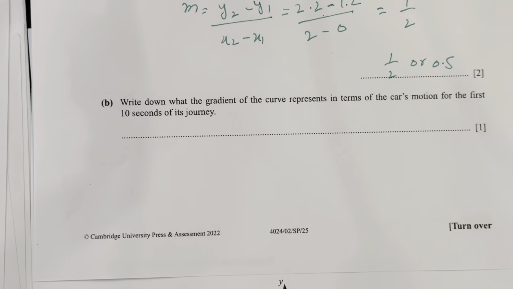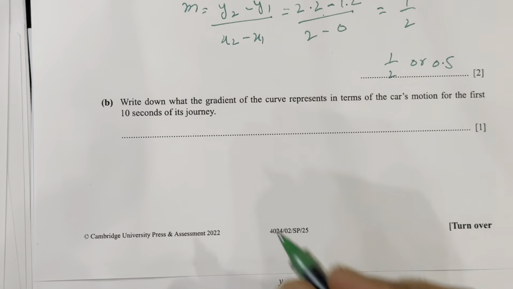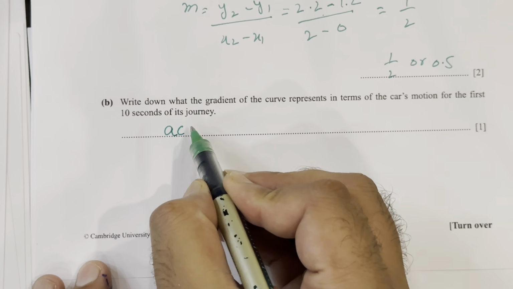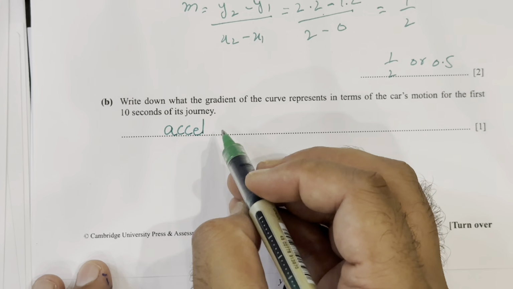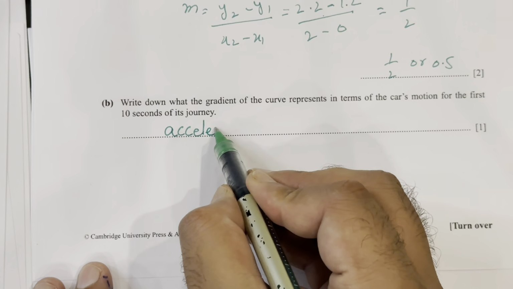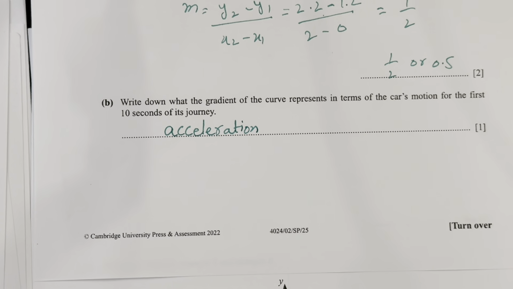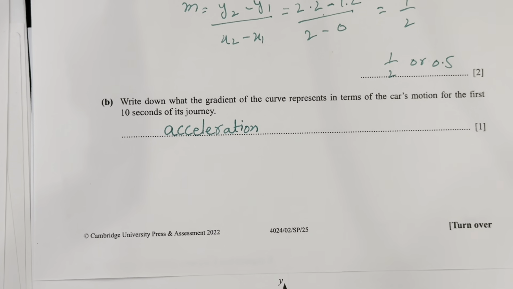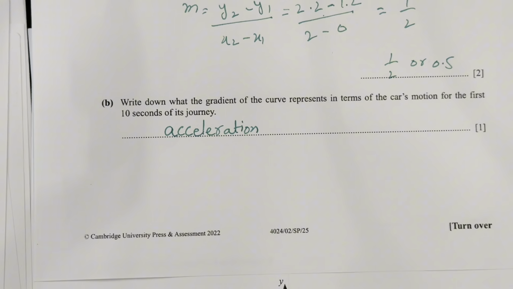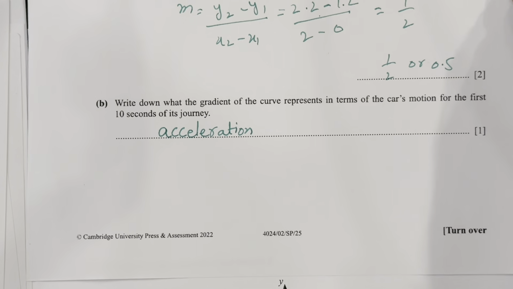Write down what the gradient of the curve represents in terms of the car's motion for the first 10 seconds of the journey. If the graph is between speed and time, the gradient always shows acceleration. So we're going to write over here acceleration. All the students of physics can second that, but business students should also know that whenever a speed-time graph is given and we need to calculate its gradient, the gradient always shows the value of acceleration.